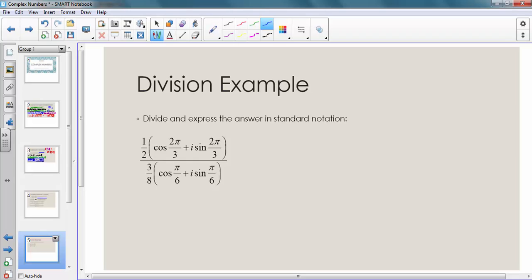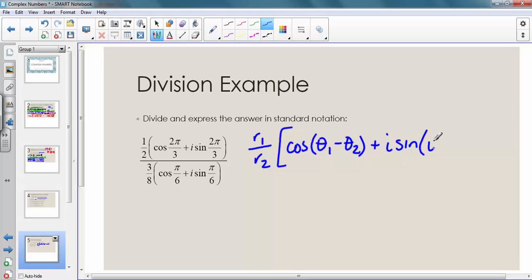Our formula on the previous slide gives us r1 divided by r2 times the cosine of theta 1 minus theta 2 plus i sine of theta 1 minus theta 2. And note this time they want us to give our final answer in standard notation.